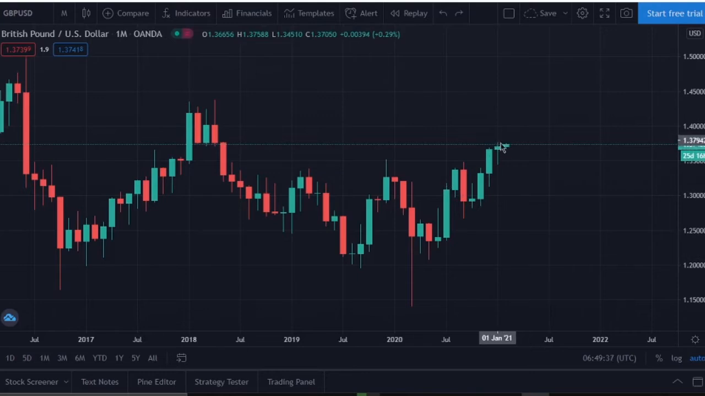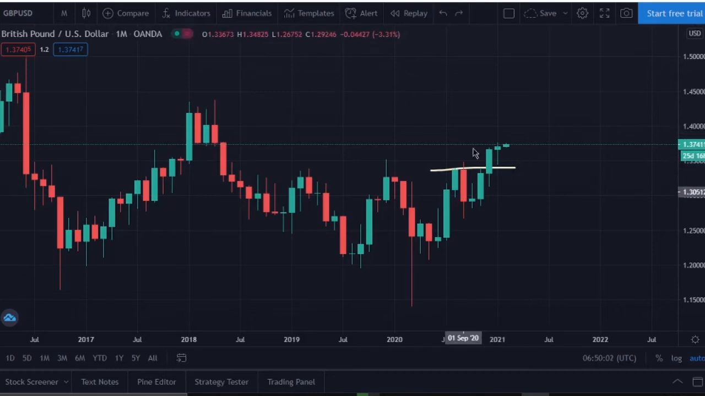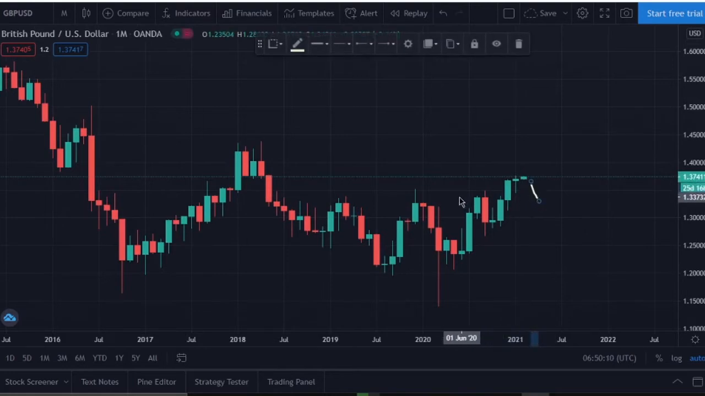An important rule is: if the market created a higher high and a resistance area is broken to the upside, that previous resistance turns into support. So what we can expect is that the market retests the new support area and continues to the upside. So on the monthly time frame everything is quite bullish, but we do expect a short-term move to the downside to retest this demand before continuing to the upside.